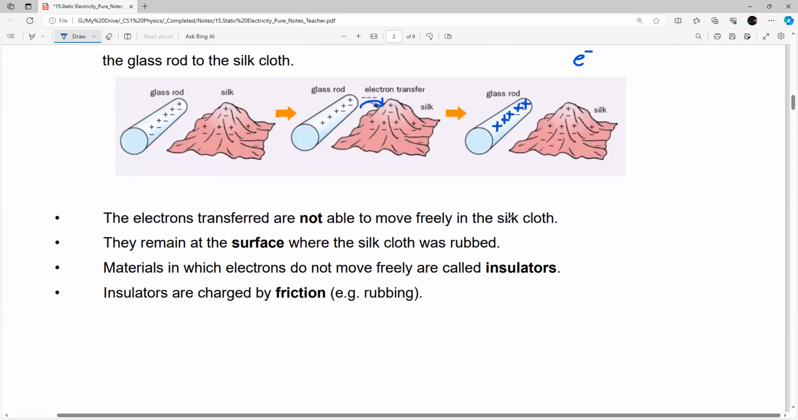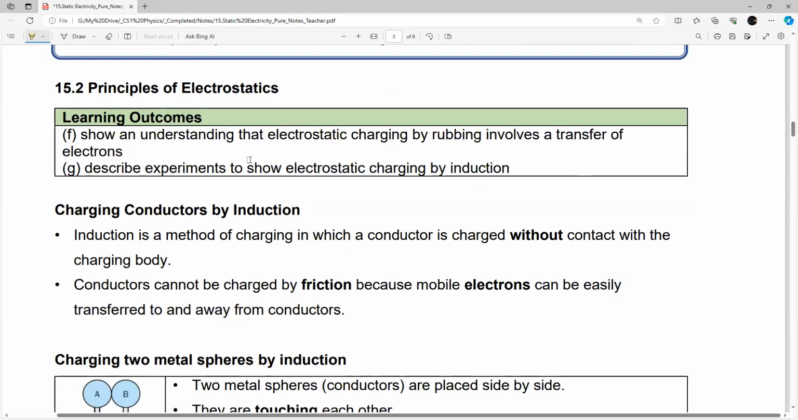Because silk is a non-conductor, the electrons cannot move freely, and they only remain on the surface of the silk. So this is called charging by friction. Next, we have charging by induction. It's like a non-contact way of charging. Once again, only the electrons can move from the conductor.